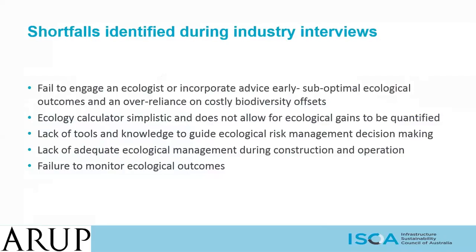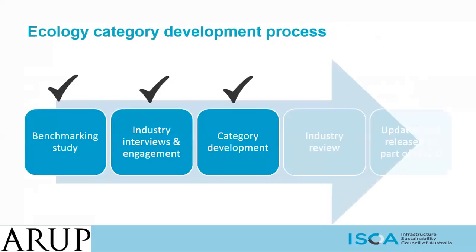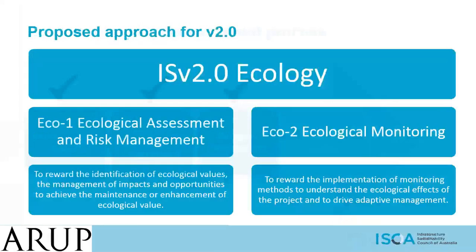Where possible, we've incorporated the comments from the industry interviews, pulling out the key themes in the development of the draft chapter for IS version 2.0. Drawing upon the structure of the draft ecology category that was initially proposed by the ISCA Ecology Advisory Group, as well as the results of the benchmarking study and industry feedback received during interviews, we compiled the draft ecology chapter. 2 credits are proposed, and together these make up the draft ecology category chapter for IS version 2.0.